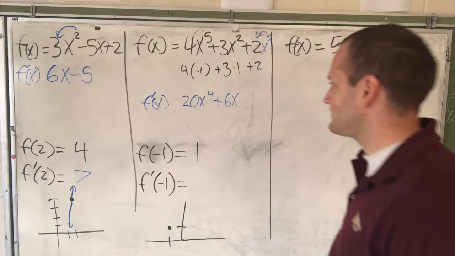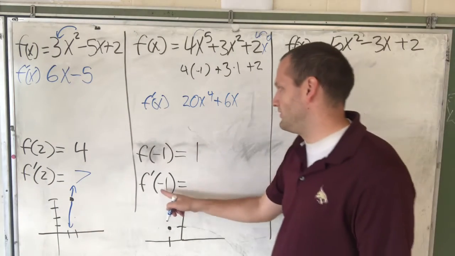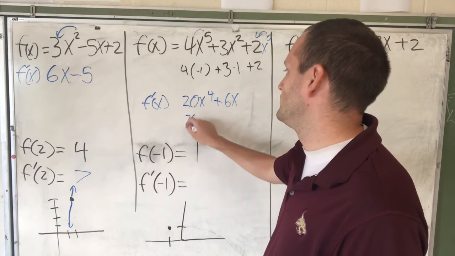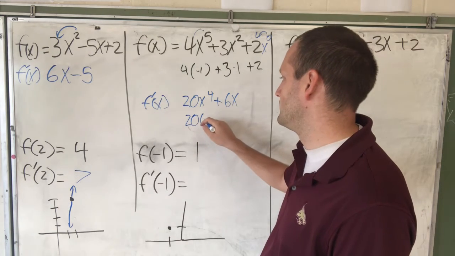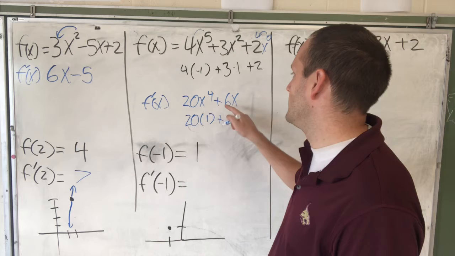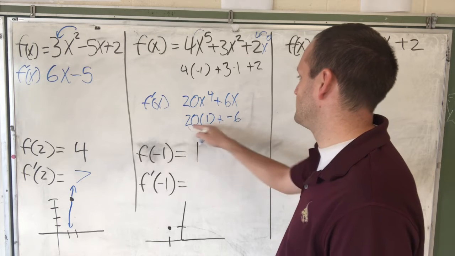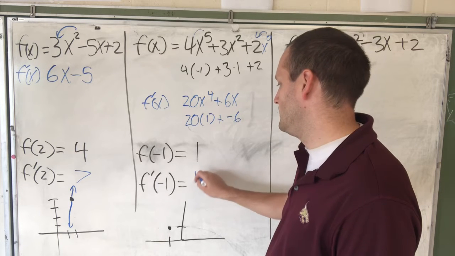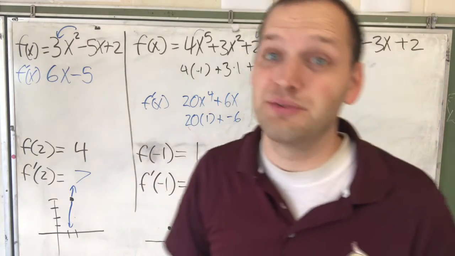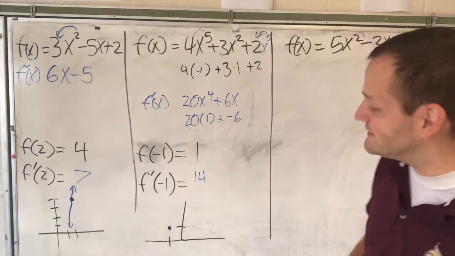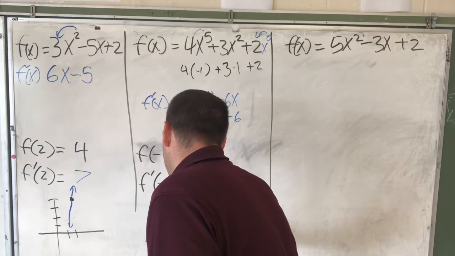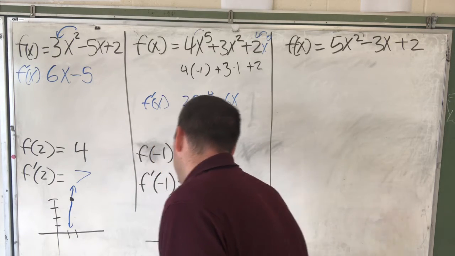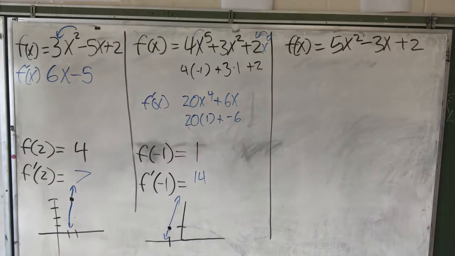Okay? All right, well, I want to know what it is at -1. So that gives me 20 times, -1 to the 4th power is just 1. Plus 6 times -1 is -6. What's 20 minus 6? It is 14, positive 14. So it is extremely steep at this point. Extremely steep, okay? Kind of like that.